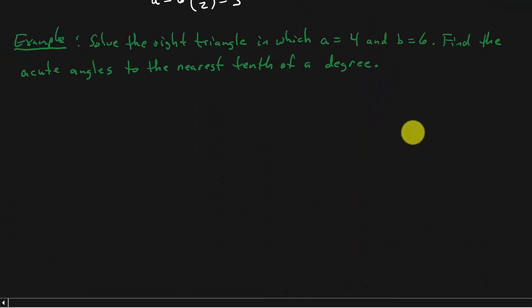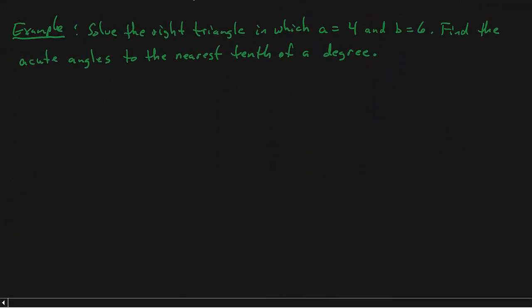All right, so let's look at this one. We're going to do the same thing. Solve the right triangle where A is 4 and B is 6. Find the acute angles to the nearest tenth of a degree. So they're telling us we may not get nice angle measures here. We might have to use our calculator, round your angle measures to 1 decimal place.